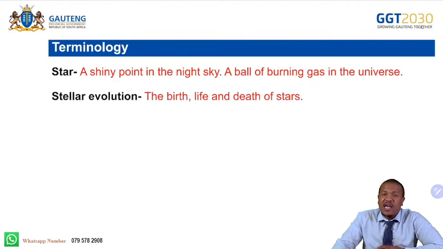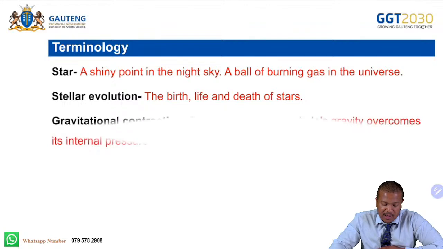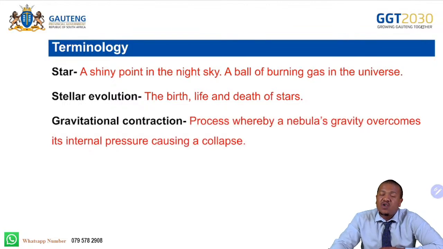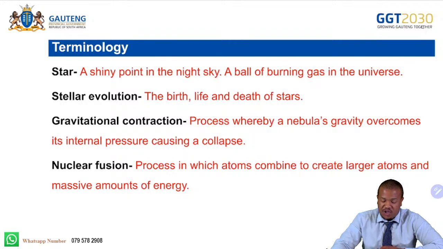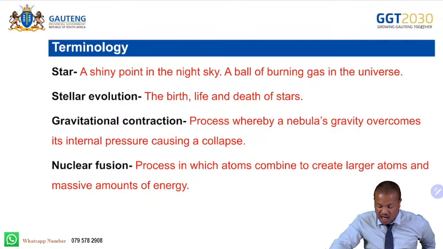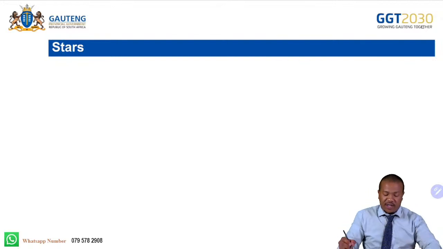Then we have stellar evolution. And stellar evolution means what? The birth, the life, and death of stars. Then we have gravitational contraction, which is the process whereby a nebula's gravity overcomes its internal pressure, causing a collapse. Then we have nuclear fusion, which is the process in which atoms combine to create larger atoms and massive amounts of energy. Now, moving on to today's main meal.